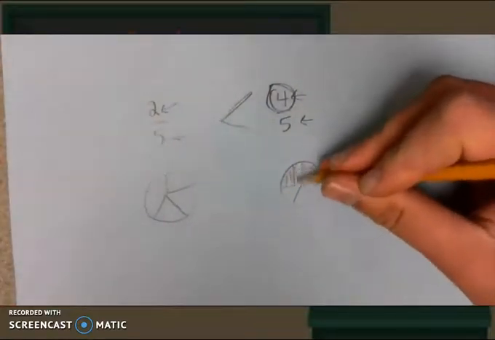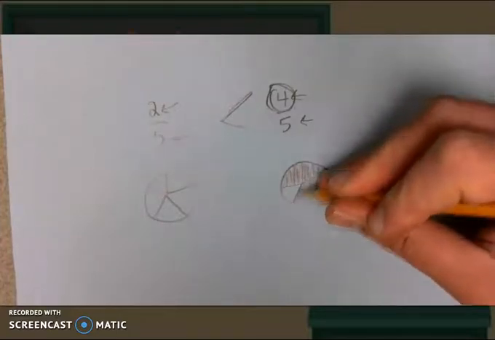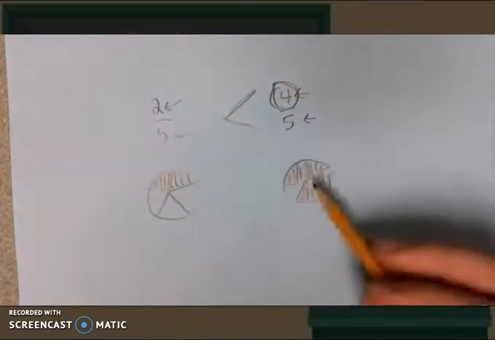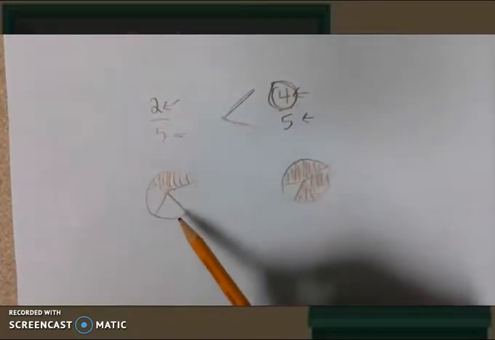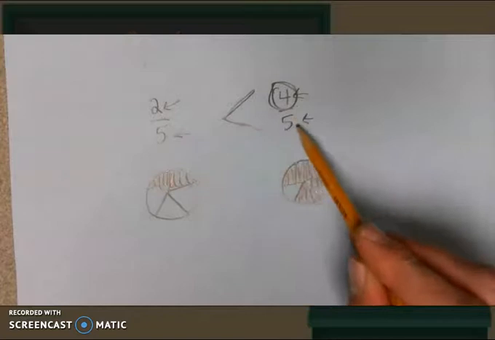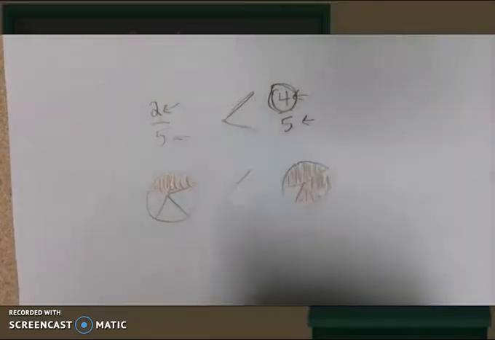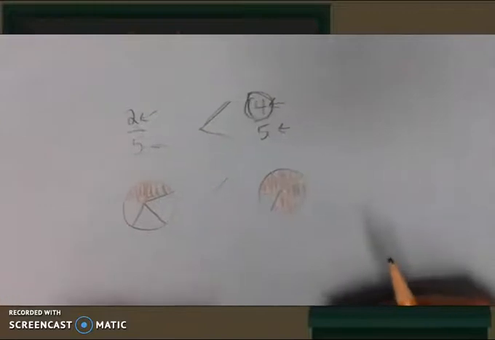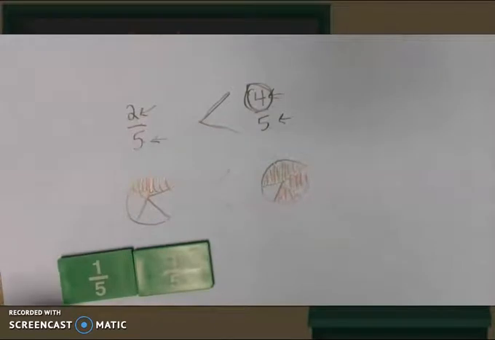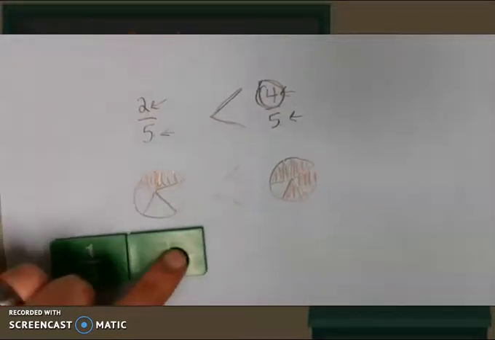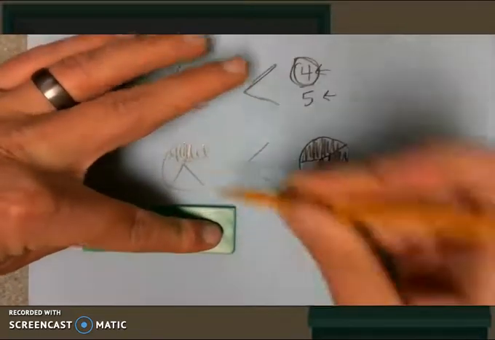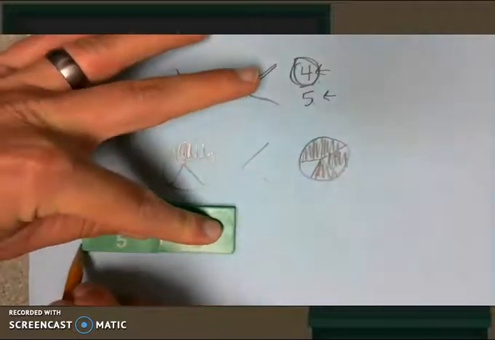If 4 out of 5 are colored, or 2 out of 5, they both have the same denominator. They both have 5 pieces broken up equally. So the 2 selected pieces is going to be smaller than the 4 selected pieces. And if we look at it with our fraction blocks, we've got 1/5, 2/5. Which is bigger? Our 2/5 are right here. Let me just draw around them so we can see how long they are.